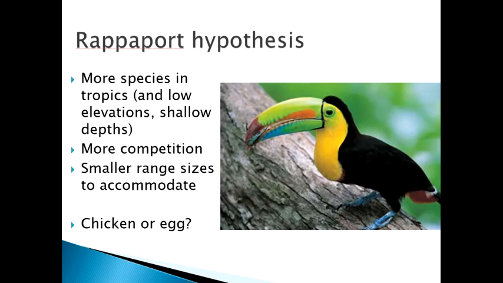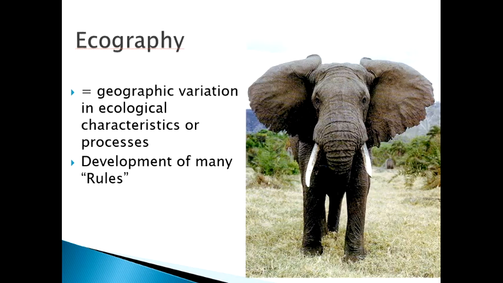Many hypotheses or ways to think about this, and I'll leave this to you as far as reading this in the book. Now let's finally get to ecography itself, which, as it says there, geographic variation in ecological characteristics, processes, what have you, has led to the development of all of these rules. Not laws, rules.